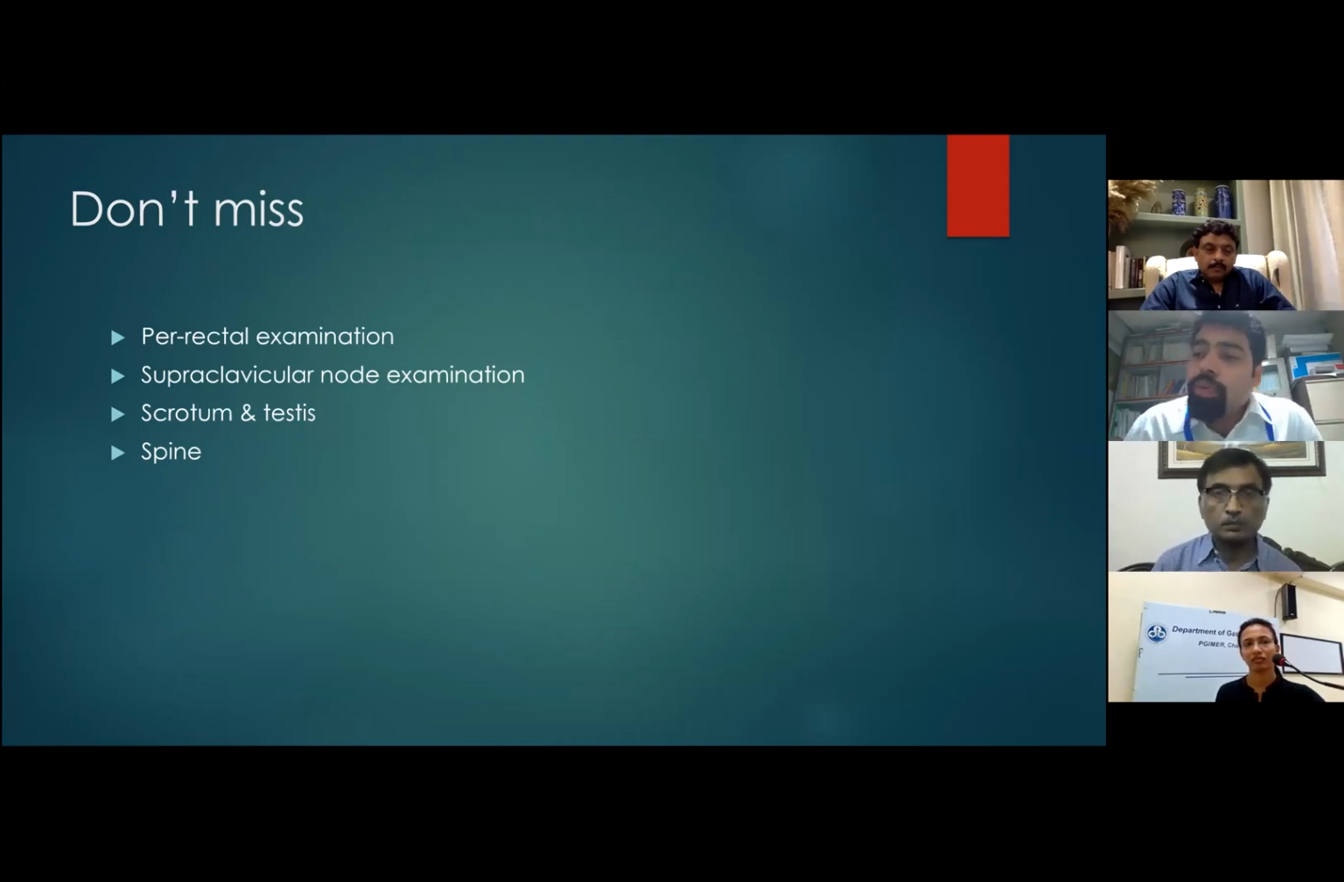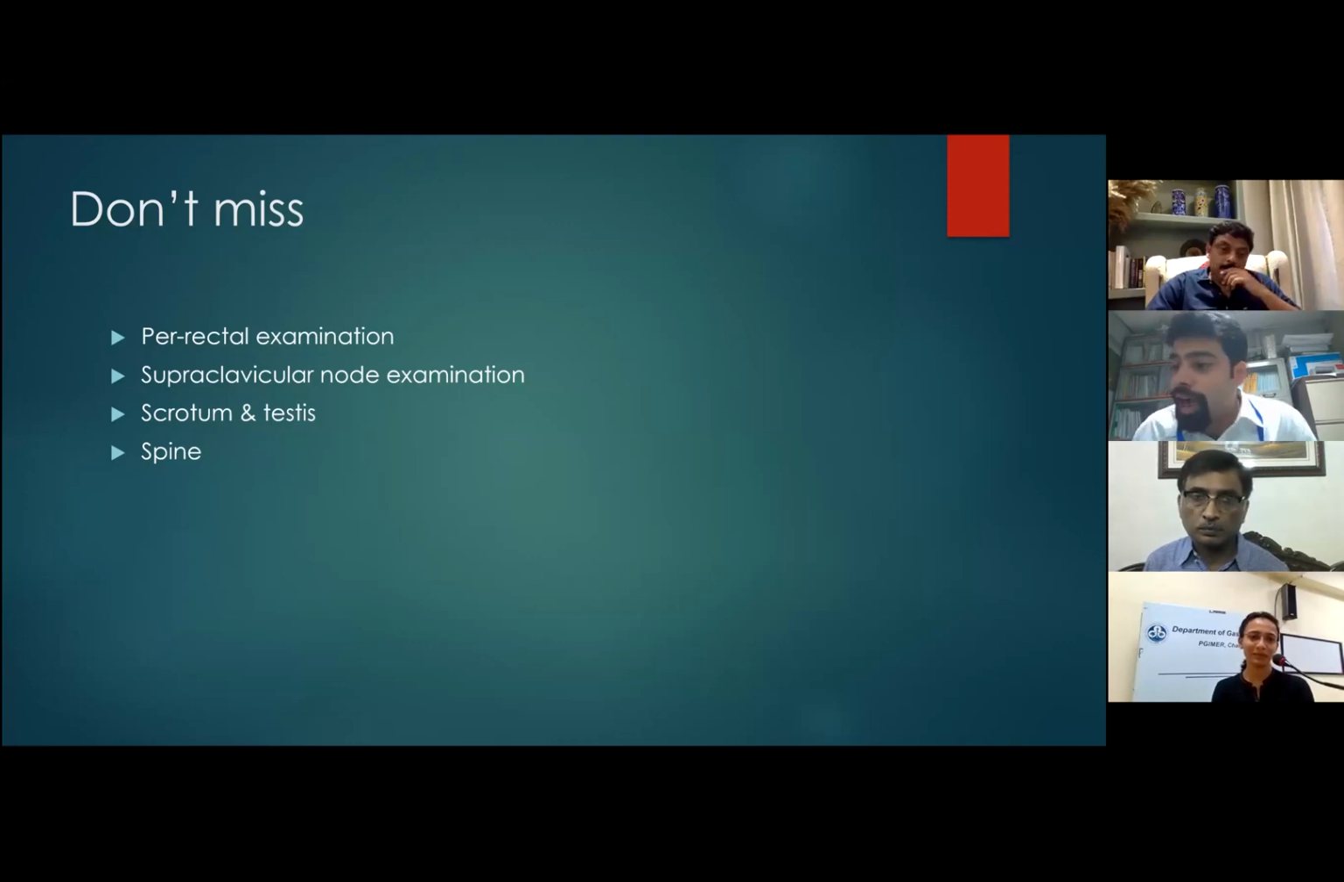So I would like to quote a favorite aphorism, which is often repeated by my teacher, Professor Uday Ghoshal. He says that if you don't put your finger into the rectum, you end up putting your foot in it. So never miss this per rectal examination. Then supraclavicular node examination is equally important. As Professor Sinha pointed out, the scrotum and testes need to be looked into in detail to avoid missing a testicular tumor. And you always want to look at the spine because an iliopsoas abscess might be arising from a Pott's spine. So in an abdominal examination, you don't want to be missing these four things.